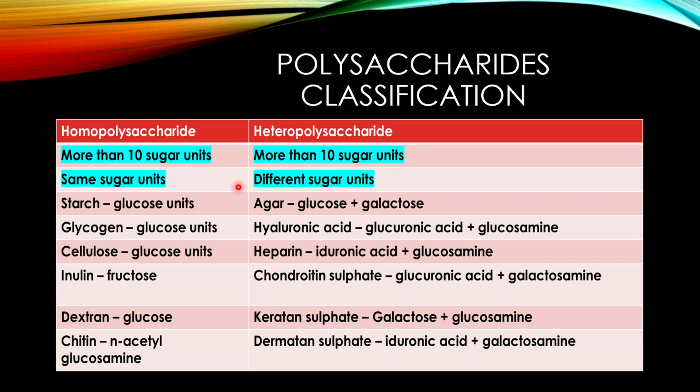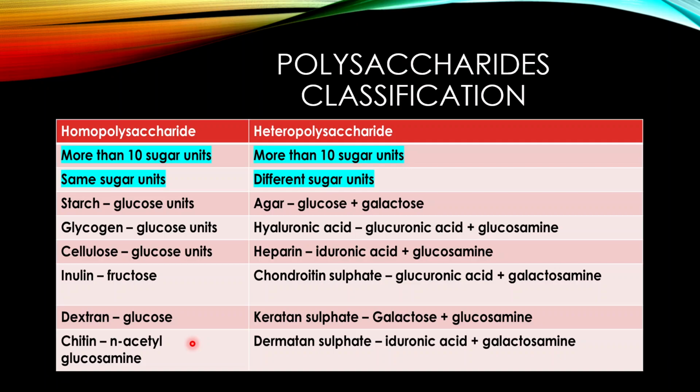The examples of homopolysaccharides are starch, which is made up of only glucose units and is seen in plants. Glycogen, which is again made up of only glucose units and is seen in human beings and animals. Cellulose, which is again made up of only glucose units, seen in plants. Inulin is made up of fructose units. Dextran is made up of glucose units, and chitin, which is the skeletal material of insects, is made up of N-acetyl glucosamine.